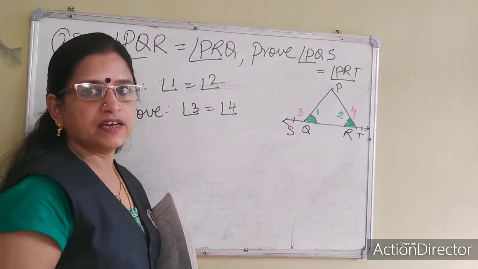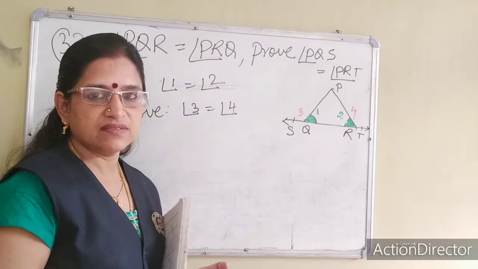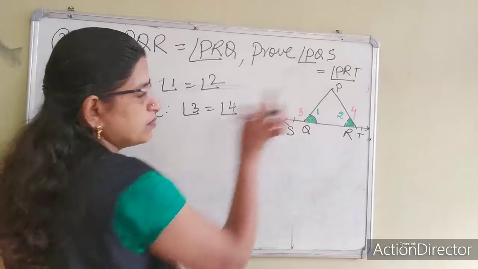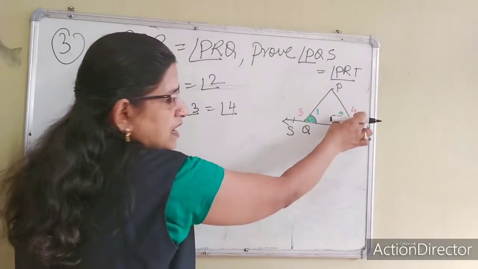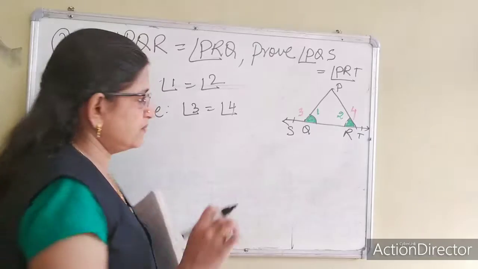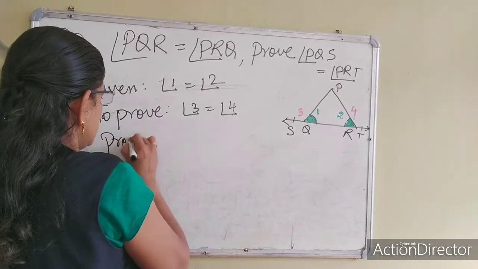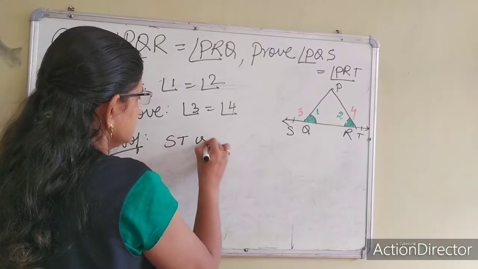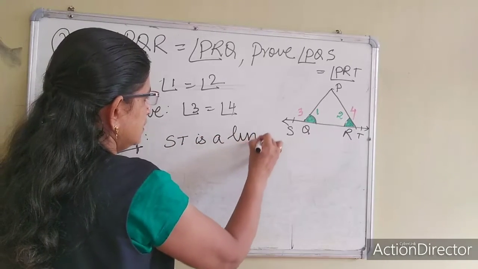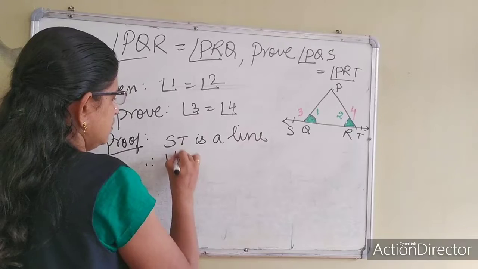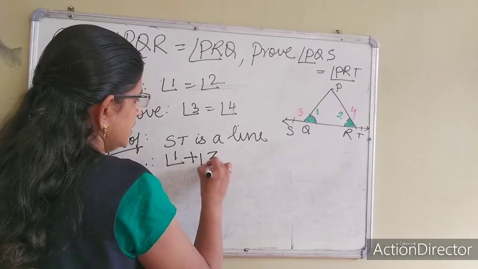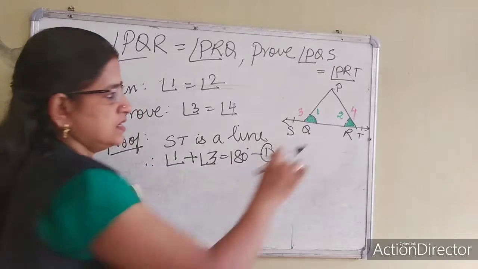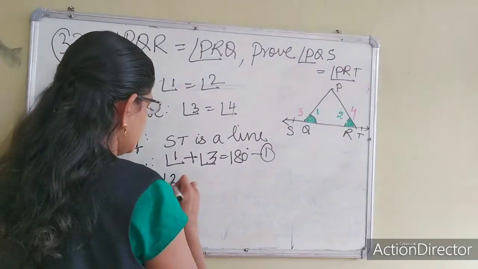As I said earlier, you have to find whether there is any vertically opposite angle property or linear pair property. Here you are able to see these two angles are linear pairs and these two angles are also linear pairs. So let us continue with that now. Here you write ST is a line. Therefore, angle 1 plus angle 3 is equal to 180 degrees. Equation number 1. Again, 2 plus 4 is 180 degrees.